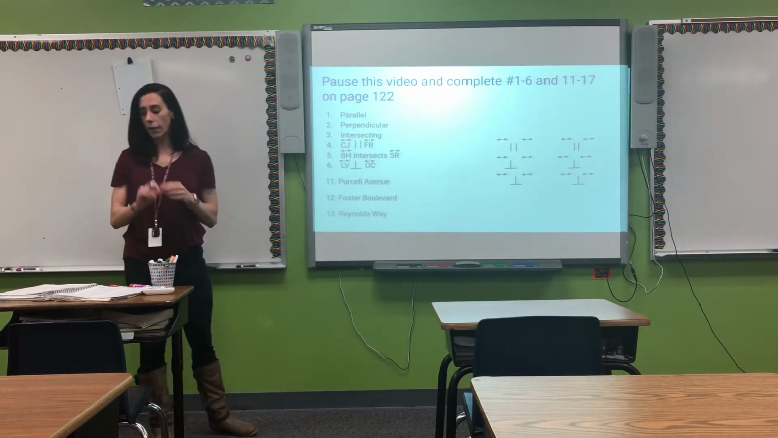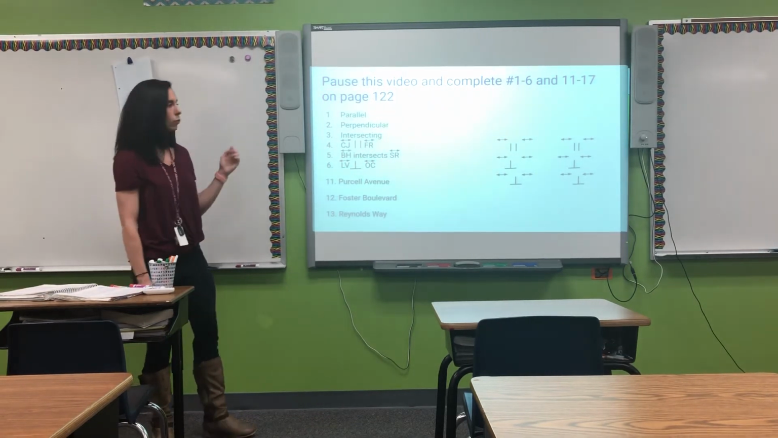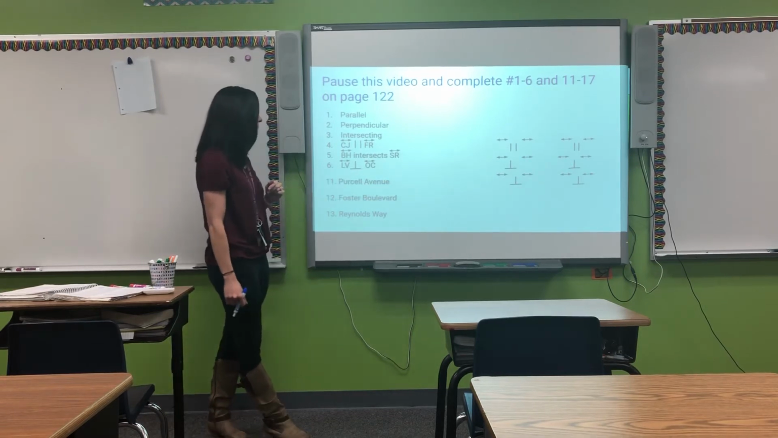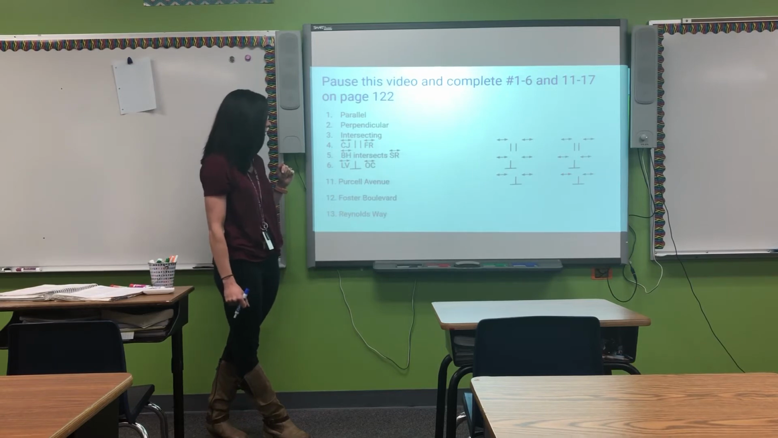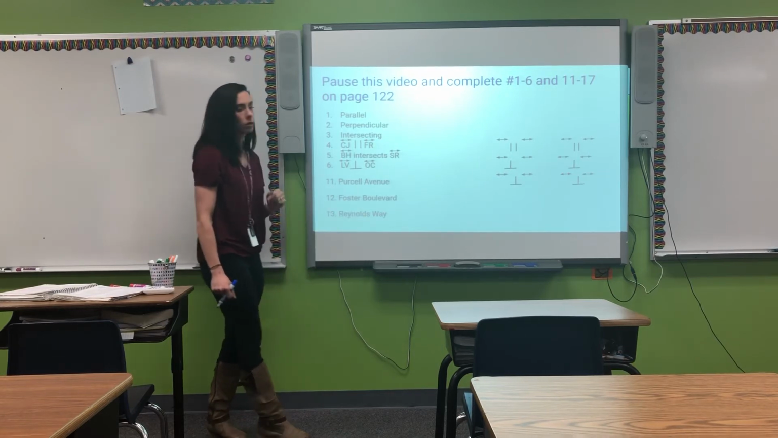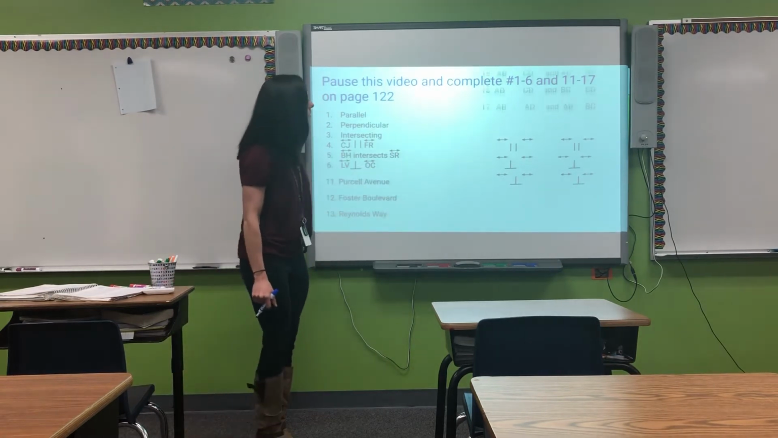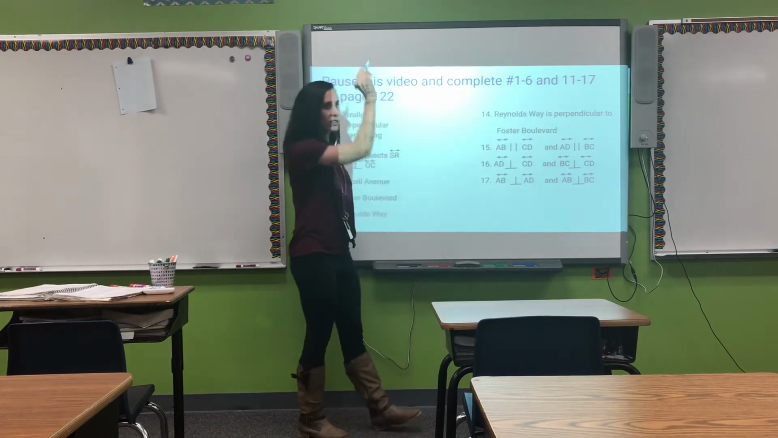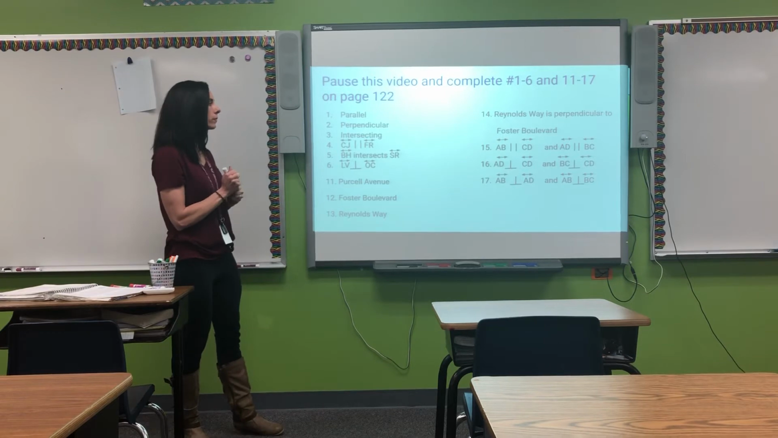All right, and then on that bottom part, it gave us a list of streets. So it asked which street is parallel to the other one. So we have Purcell Avenue. Number 12, Foster Boulevard. Number 13, Reynolds Way. And then on 14, we have Reynolds Way, and you could have put the sign is perpendicular to Foster Boulevard.